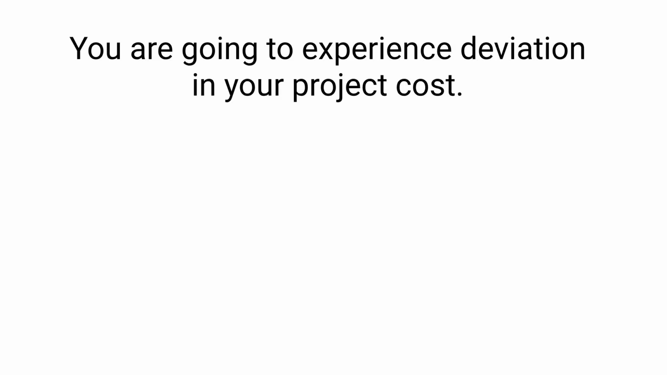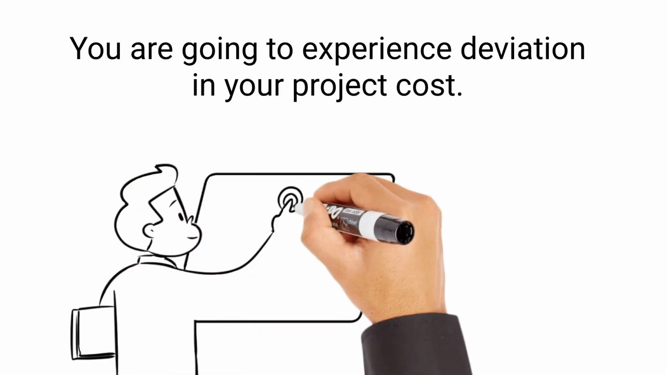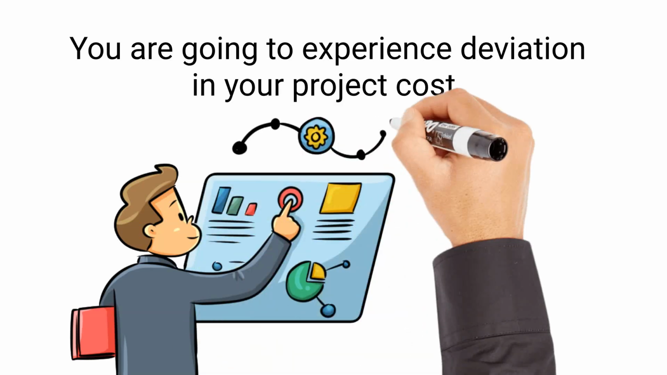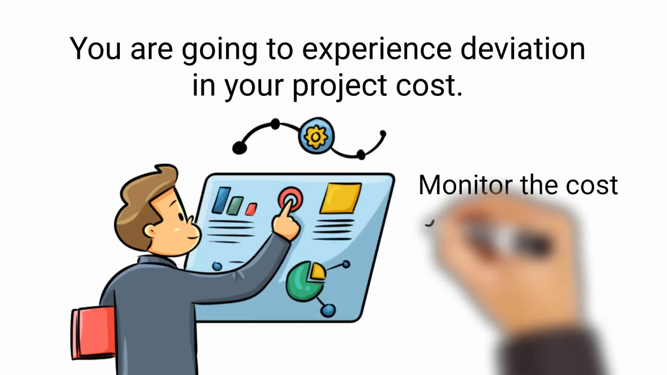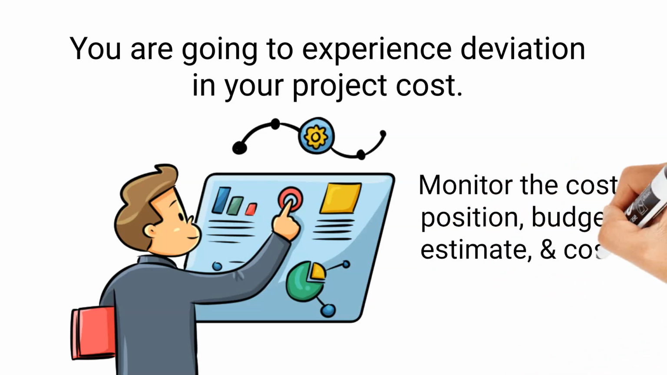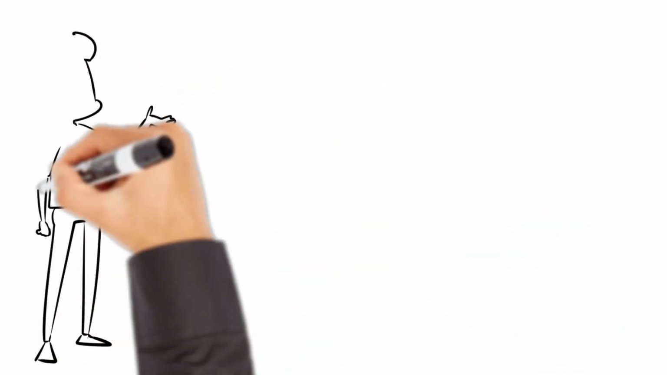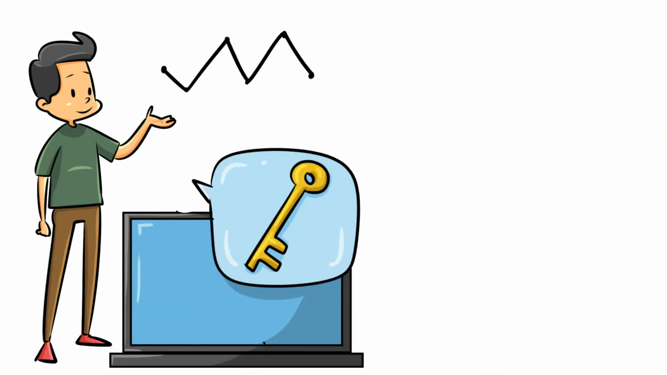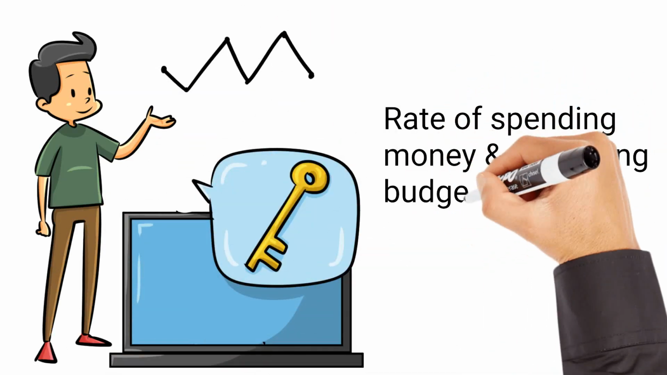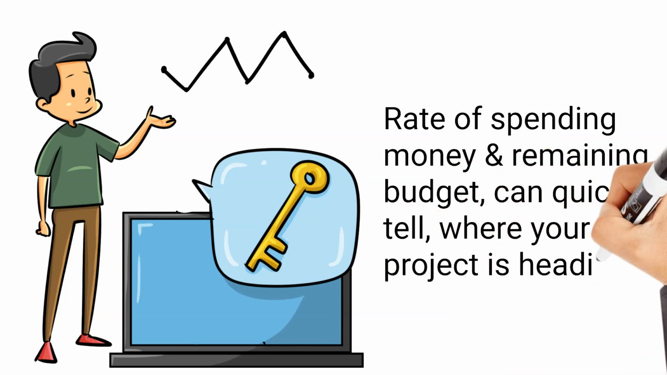So, how do you take care of project cost? As a project manager, you must have a strong cost control team in place. You will need to continuously monitor the cost portion, current budget estimate, and cost to complete estimate. Also, you will need to analyze how people are actually booking cost on your projects. The rate of spending money and remaining budget can quickly tell you where your project is heading.